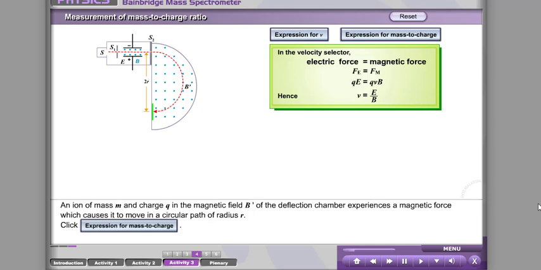An ion of mass m and charge q in the magnetic field B' of the deflection chamber experiences a magnetic force which causes it to move in a circular path of radius r. Click the expression for mass to charge button.